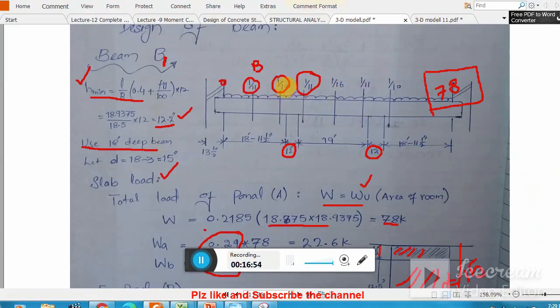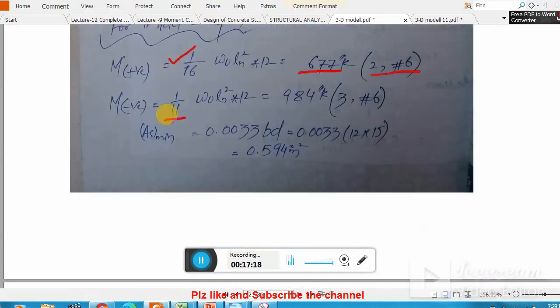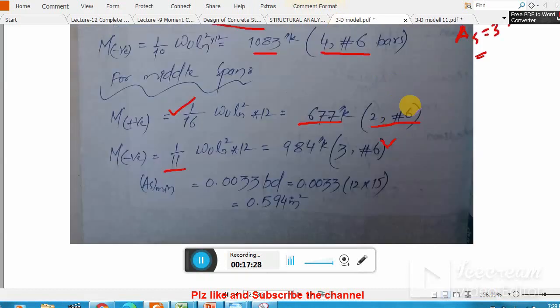Information that sometimes code says that you have to, because these 1/10 and 1/11 coefficients are for negative reinforcement, okay, for negative moment. So sometimes we take the average, or for a conservative approach you can select the larger coefficient, that is 1/10. Clear? And for this moment basically we will use 3 number 6 bars. Clear? Now we design for these moments, how these 2 number 6 and 3 number 6 come out.